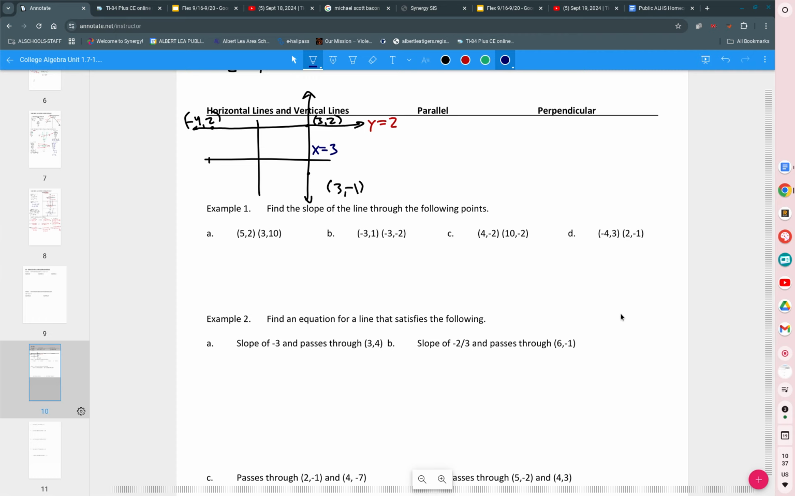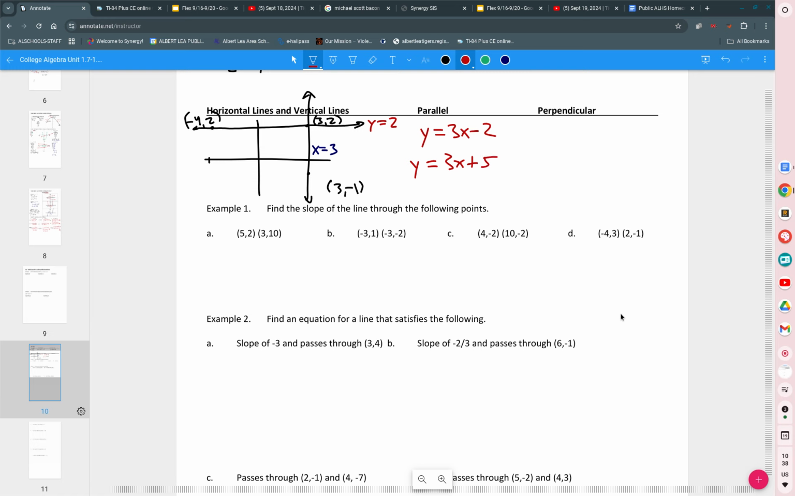What is true about the slopes of lines that are parallel? Same slope. So y equals 3x minus 2 and y equals 3x plus 5. Those lines are parallel because the slopes are the same.